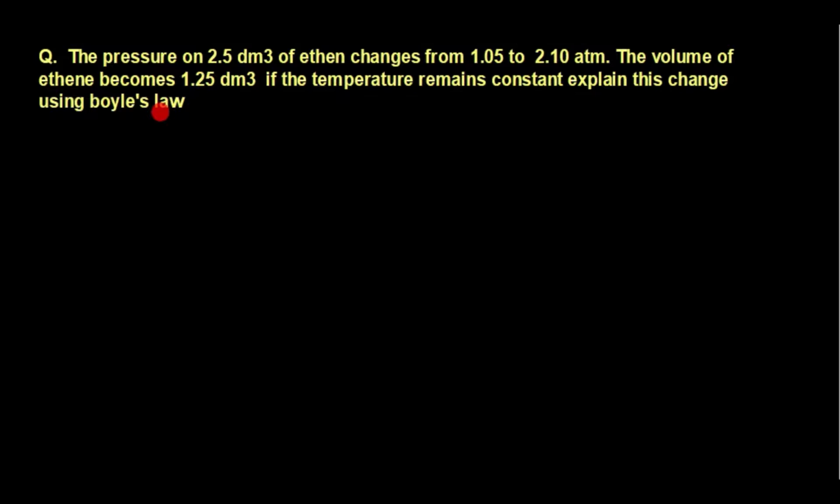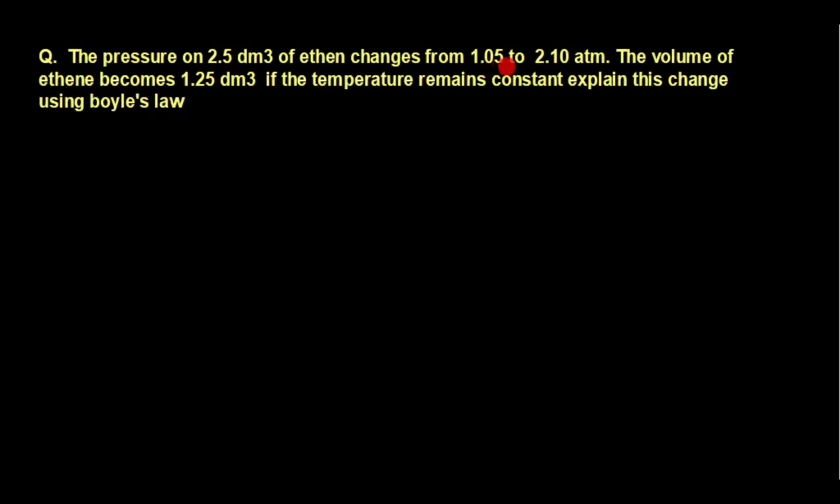Now first of all, we will write the data for this numerical and then we will use the formula to solve this question. Here we will notice temperature remains constant. When the temperature is constant, then we use Boyle's law to solve the numerical. Now we will write the data for this question. Here we will see what is the initial pressure, that is 1.05.